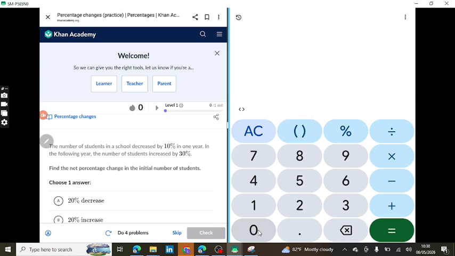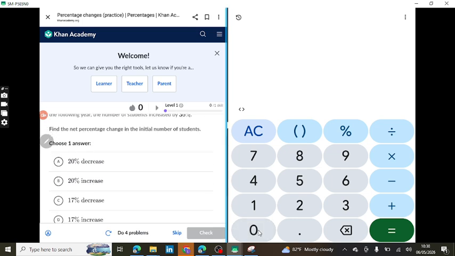Now, one thing I want you to hold on to right now is that a percentage change, which can be increased or decreased, has a multiplier. You are going to multiply by that multiplier. Okay. Now let's start practicing.